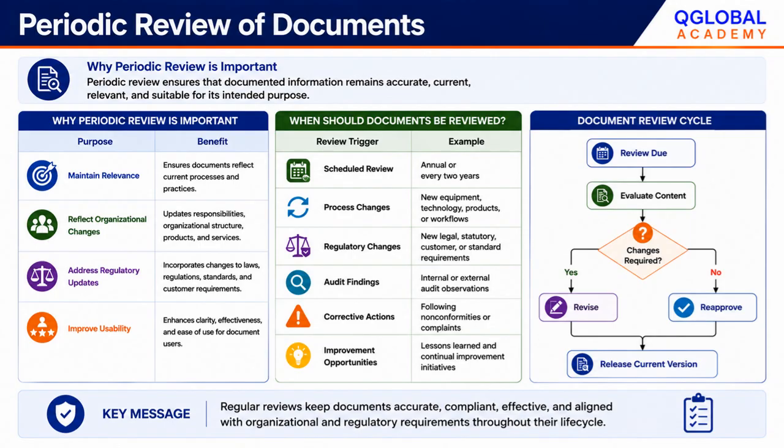Documents should be reviewed at defined intervals, such as annually or every 2 years, depending on organizational policy and risk level. Whenever there are changes in equipment, technology, workflows, or products, related documents must be reviewed and updated accordingly. New or updated legal, statutory, customer, or standard requirements must prompt a document review to ensure compliance. Observations from internal or external audits may highlight gaps or outdated information, requiring document updates.